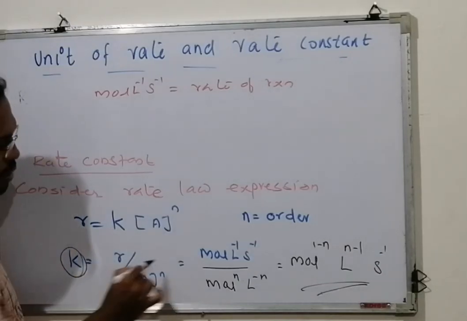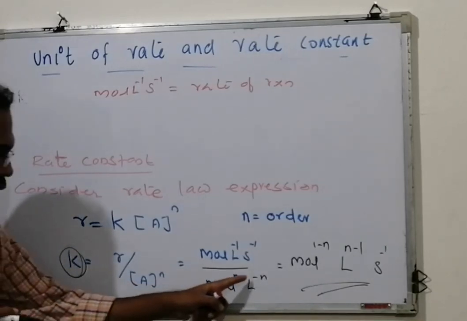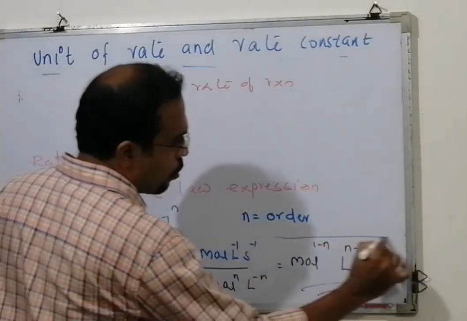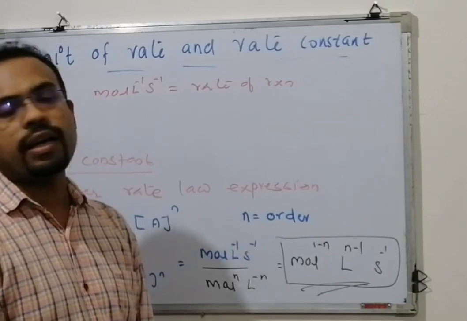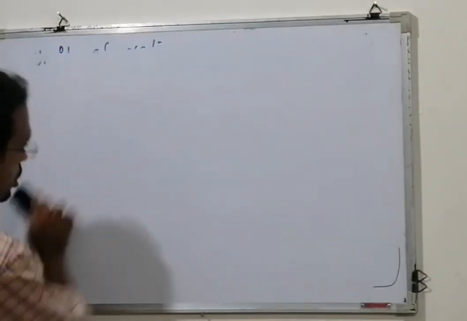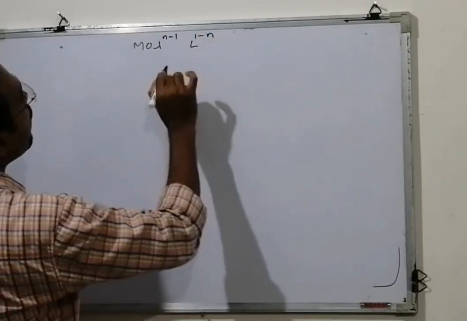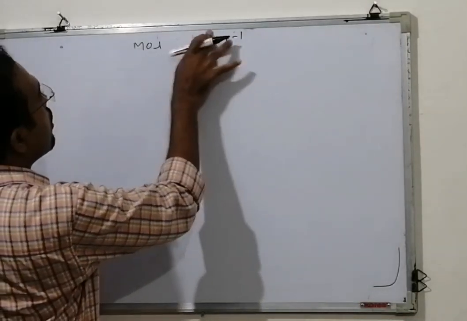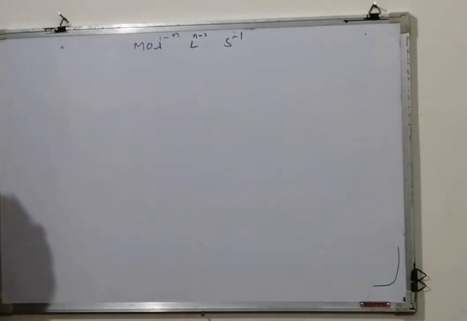What is our rate of reaction? Its unit is mole liter raised to minus 1, second raised to minus 1. What is the unit of concentration? Mole liter raised to minus 1. Therefore, when raised to n, it is mole raised to n, liter raised to minus n. Therefore, our general unit for order of the reaction n is mole 1 minus n, liter n minus 1, second raised to minus 1. Fine. Therefore, this is the unit of rate constant. Mole 1 minus n, liter n minus 1 per second. I'm sorry, I was wrong earlier. It is mole 1 minus n, liter n minus 1 per second.